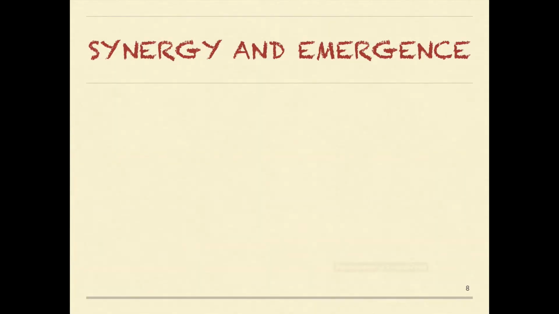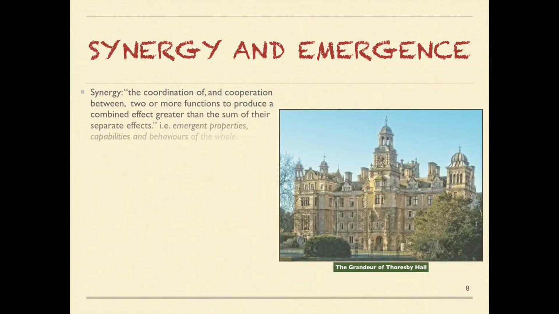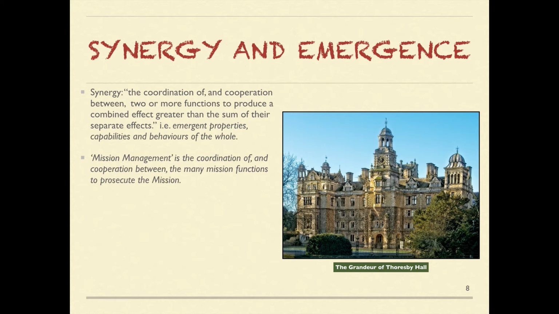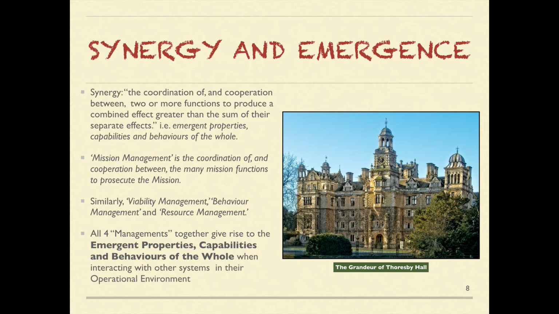Synergy and emergence. Synergy is the coordination and cooperation, often between two or more functions, to produce a combined effect greater than the sum of their separate effects. So it's the emergent properties, capabilities and behaviours of the whole. Mission management is the coordination of and cooperation between the many mission functions to prosecute the mission. Similarly, viability management, behaviour management and resource management. And all four managements together give rise to the emergent properties, capabilities and behaviours of the whole when interacting with other systems in their operational environment.